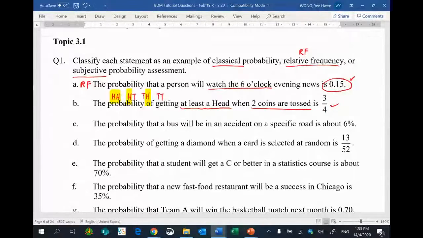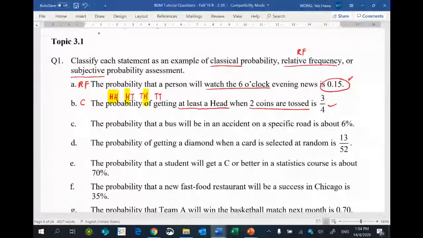Did you run any experiment to know this? No, I didn't. I just wrote down the outcomes, right? So if you don't need any experiment to know this 3 over 4, which type of probability do we use? Classical. You can write down: no experiment needed.